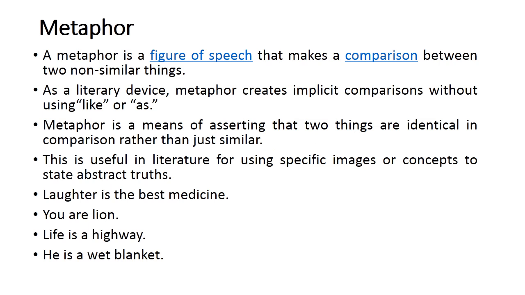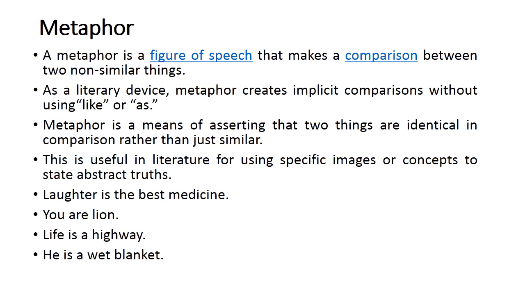Next term is metaphor. A metaphor is a figure of speech that makes a comparison between two non-similar things. As a literary device, metaphor creates implicit comparisons without using like or as. The basic difference between simile and metaphor is that in simile, the comparison is made by making use of like or as, whereas in metaphor, these words are not used. Rather, two things are compared directly.